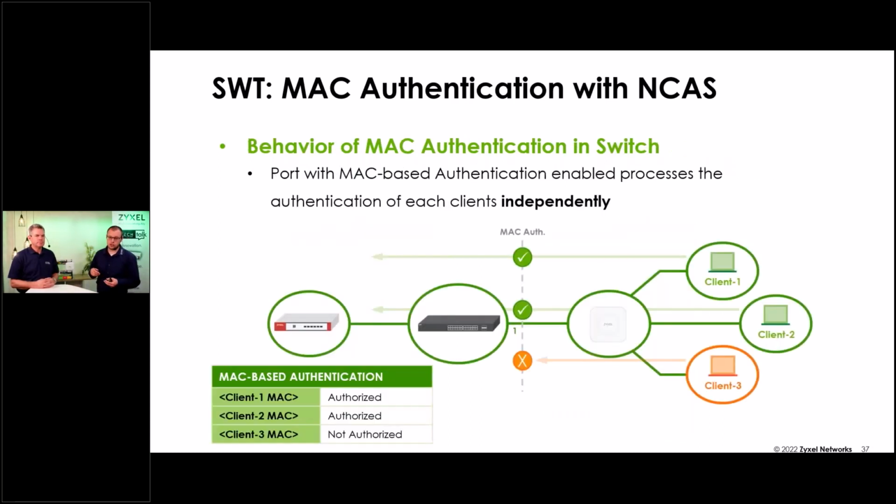So let's just quickly check it. What we have here is the MAC of the client added to the NCAS. If we connect the client to the switch, be it over an access point or directly to a port, the switch will check the MAC address of the client with the server, get the response whether that client is allowed or not, and then decide whether to authorize the client or not.